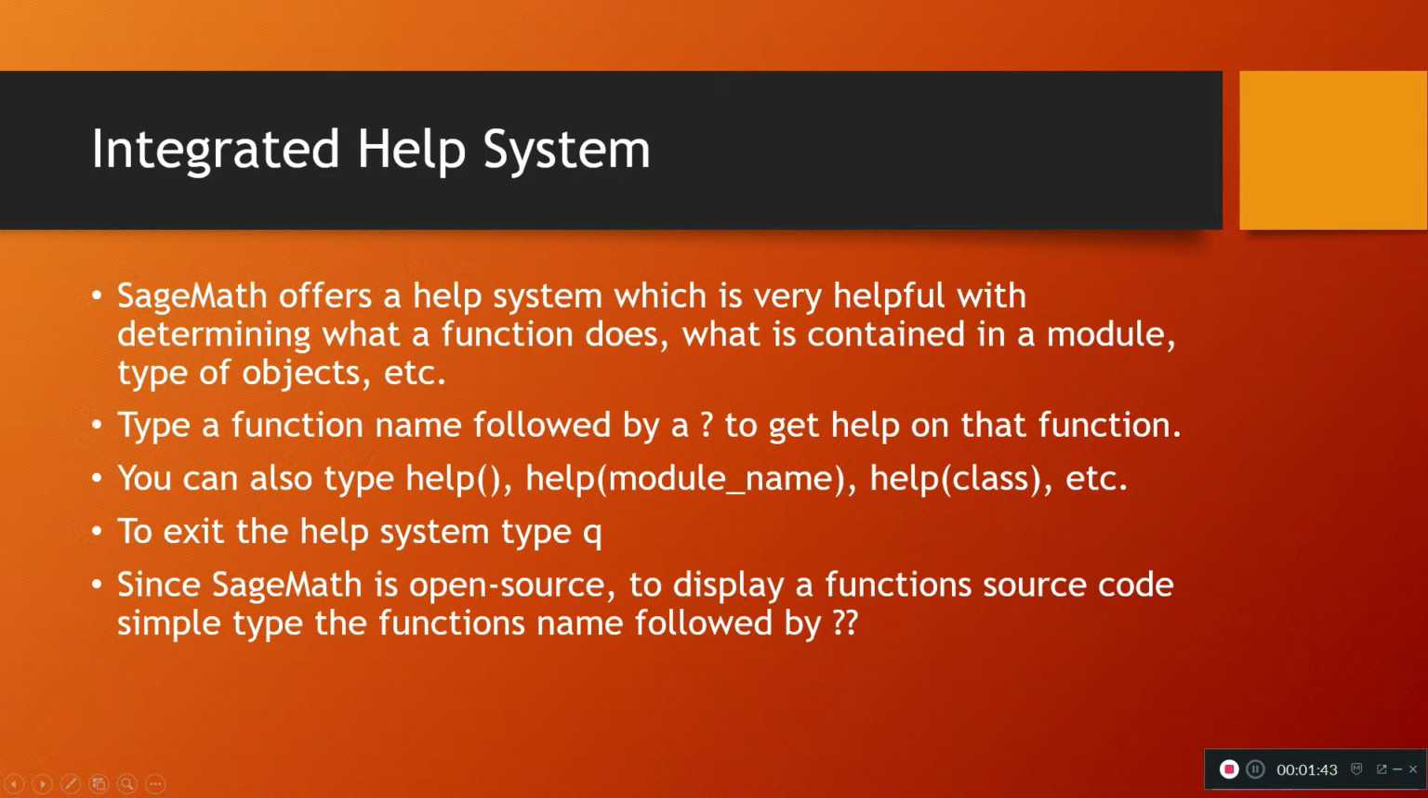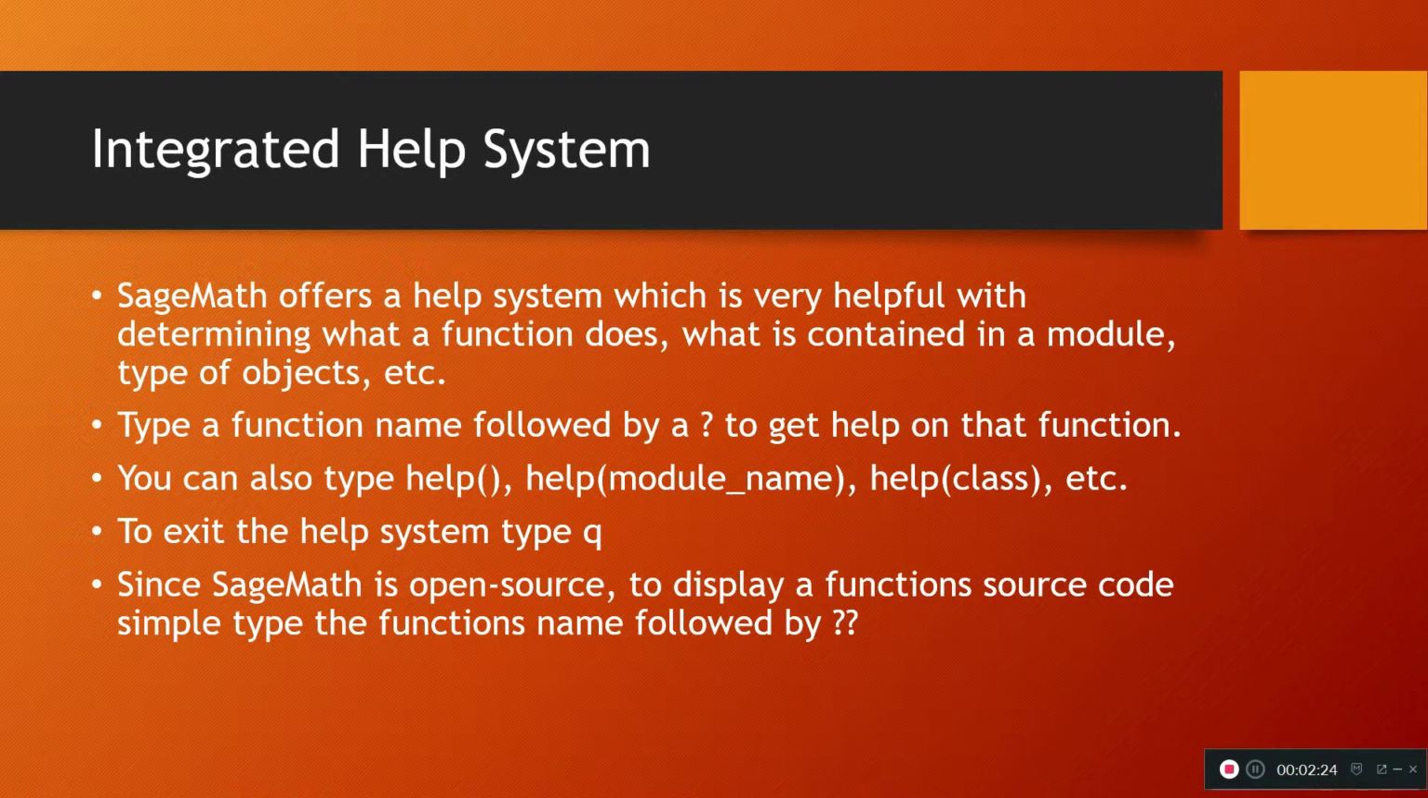And the next thing I want to talk about is that Sage has an integrated help system similar to Python that you can use, that is extremely handy if you don't understand some of the syntax that a function has, for example. If you type a function name followed by a question mark, you can get help on that function. And you can also type help with parentheses, help with a module name, help on the class, etc. So it's not just solely for functions. You can get it for modules, you can get it for classes. And to exit the help system, just type Q.